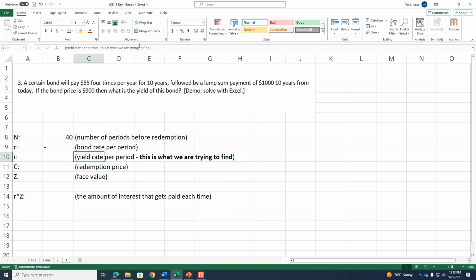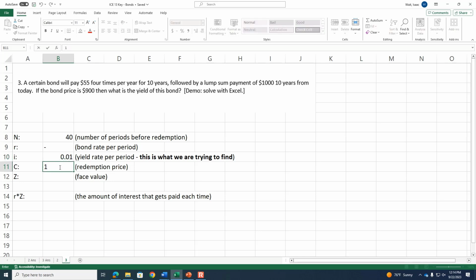So we'll start with a guess. We're going to iteratively solve for the yield. So is it 1%? I don't know. But let's just start with 1%. And we're going to be doing a goal seek. And so we'll be constantly changing I until we get the right answer.